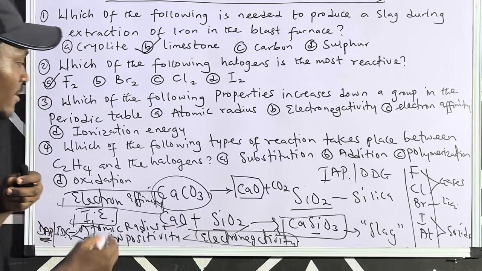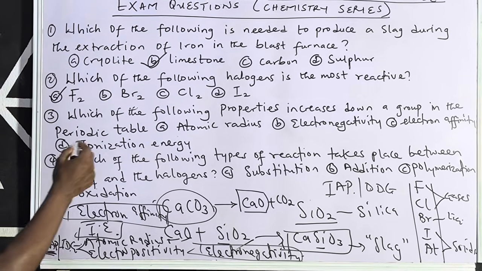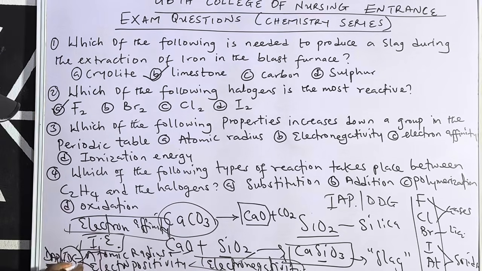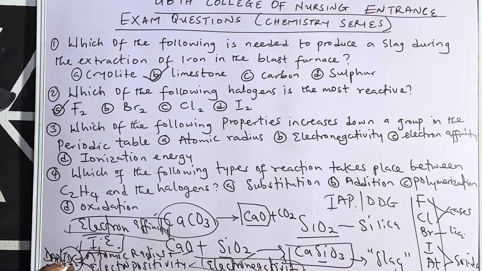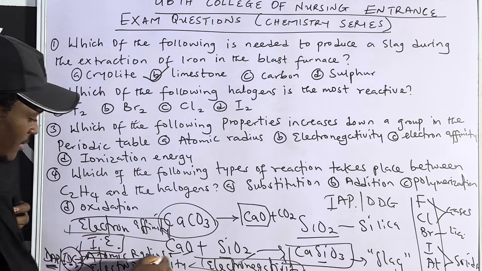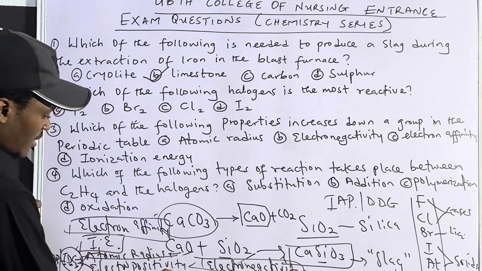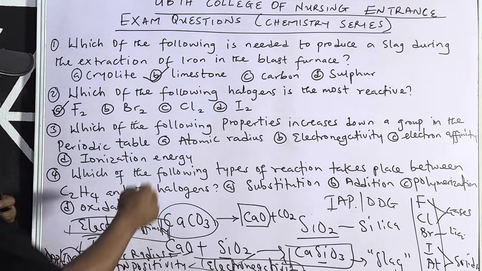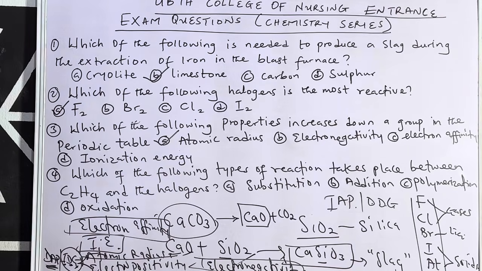So it's that easy. Now, to the question, which of the following properties increases down the group? So which one? Of course, it should be IDG, which is increases down the group. So it's either atomic radius or electropositivity. That should be our answer. So let's check the options. Of course, option A is atomic radius. That's our answer, which is correct.